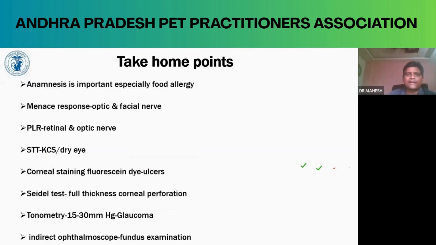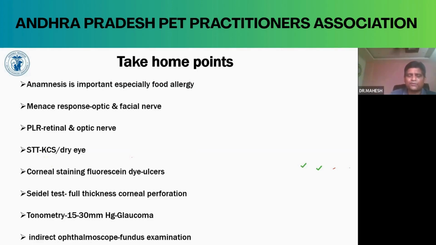So what are the take home points? Anamnesis is very, very important. But I don't completely rely on the anamnesis, especially in food allergies. I have explained how I got 2 to 3 cases where we had ruled out conjunctivitis because of a food allergy to mutton and the liver.